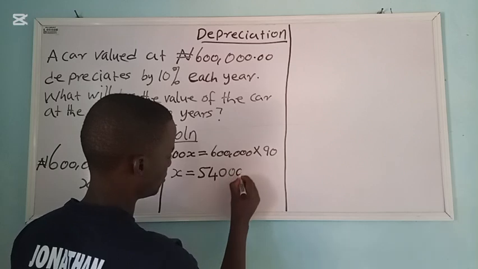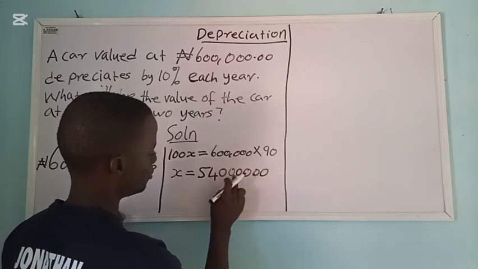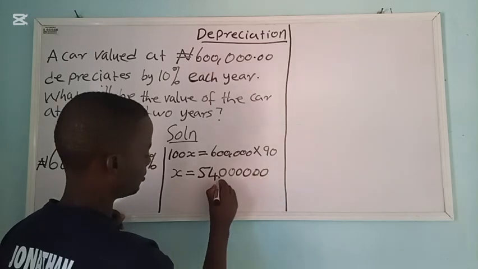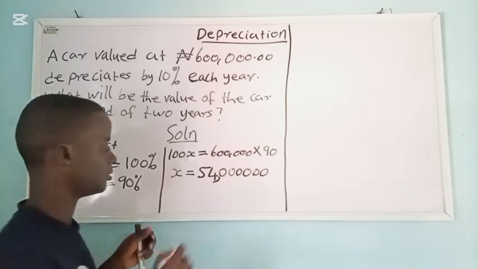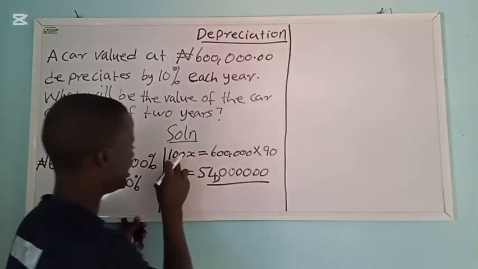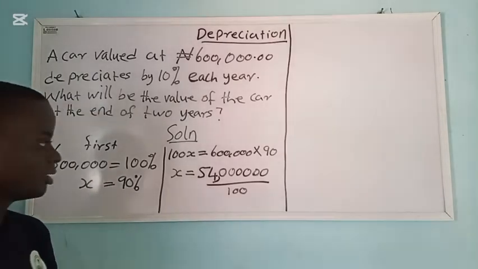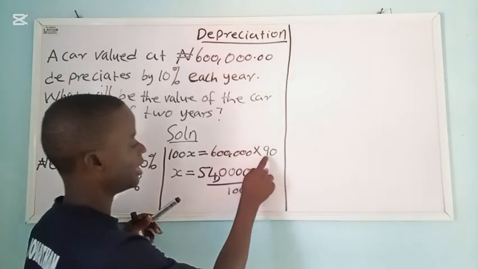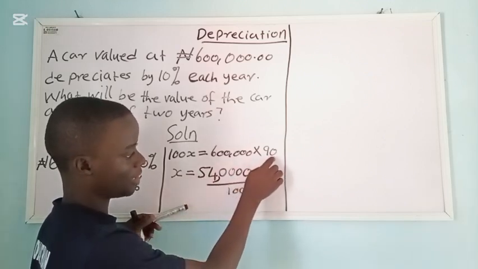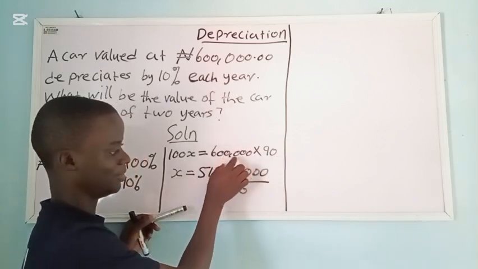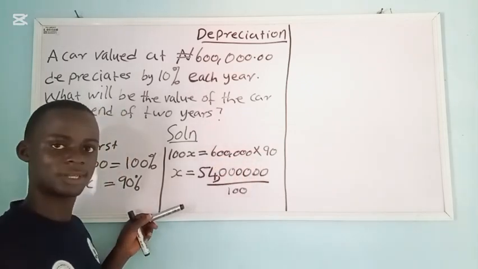1, 2, 3, 4, 5, 6. So now there will be 54 million. Then you will divide it by this 100. This is what I did. 9 times 6 will give 54. Then this 0, I will join it to these zeros because we have 5 zeros here. We'll join, become 6 zeros. That's what I did. And if you use a calculator, that's what you will get.